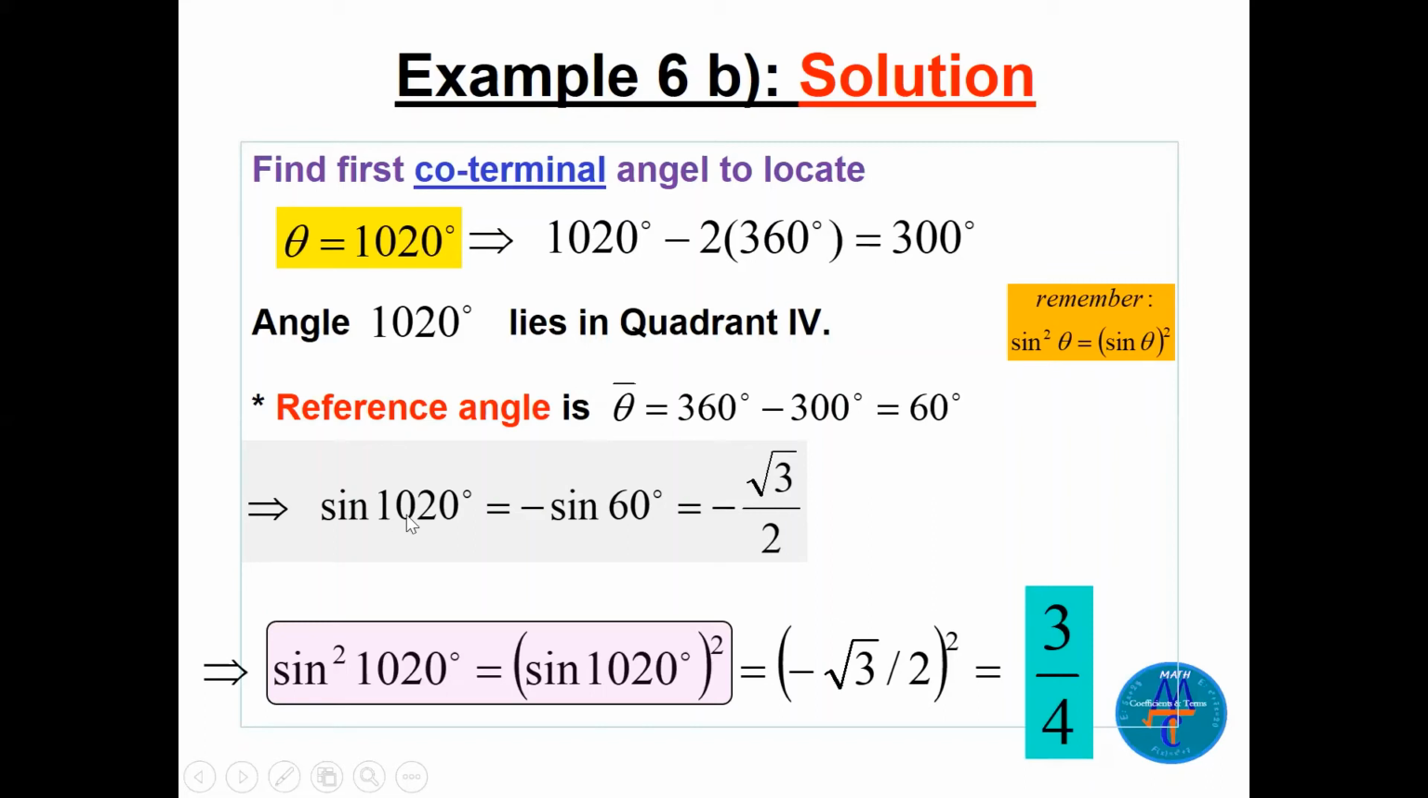That's only sine 1020, but we have a square. If we have a square, we find the value inside, a minus, all squared. So 3 over 4 is the answer. Maybe they will ask you to find sine 1020 only, so you have to mention the minus. In the squared, the minus disappears because you square it. But if you need only sine 1020, it will be minus square root of 3 over 2.